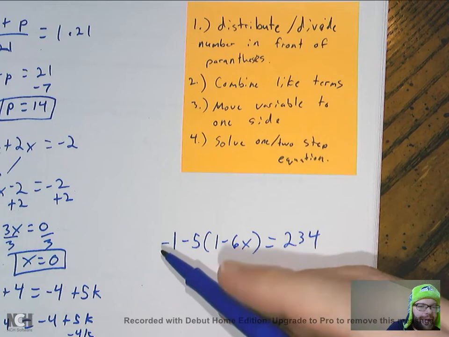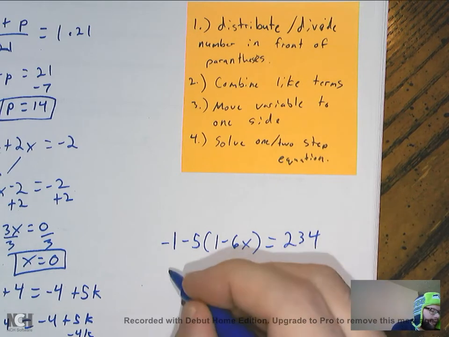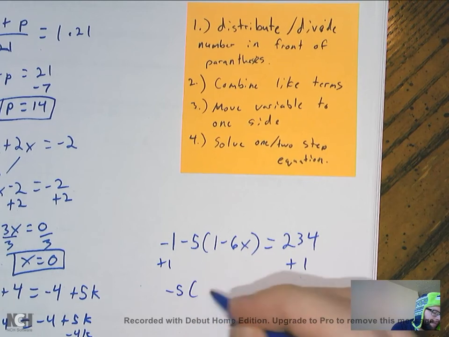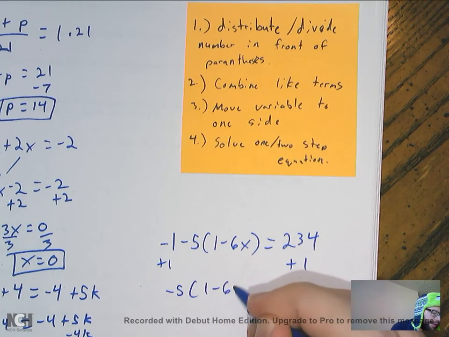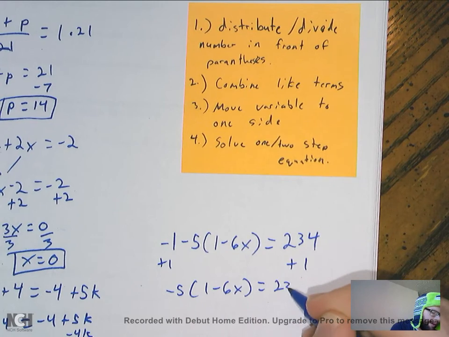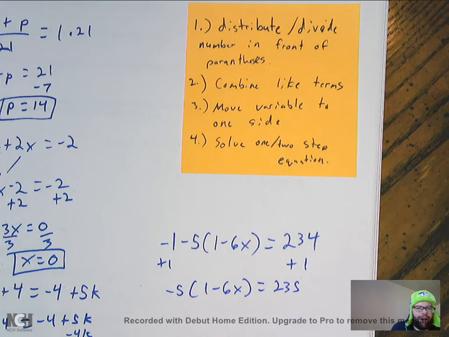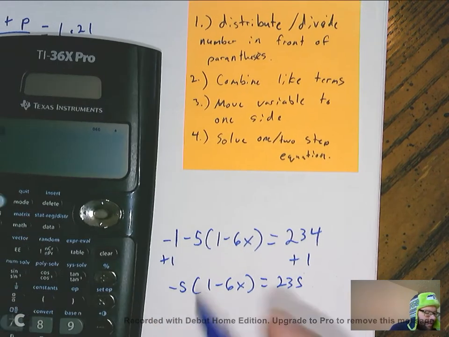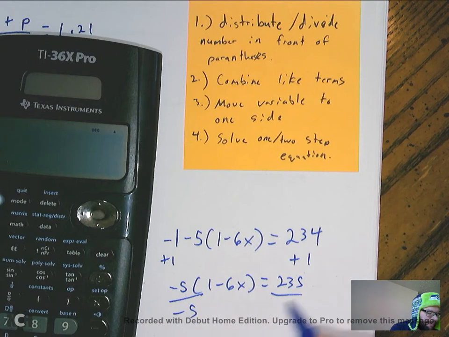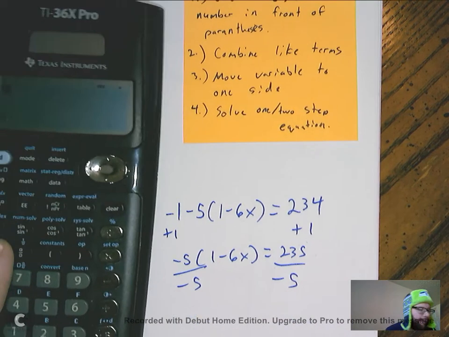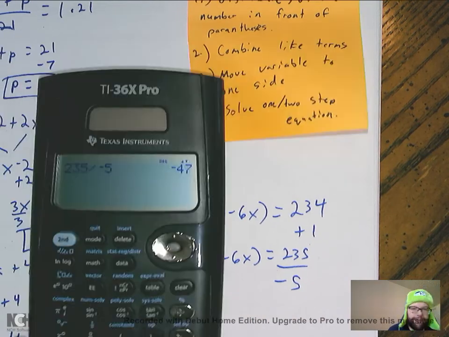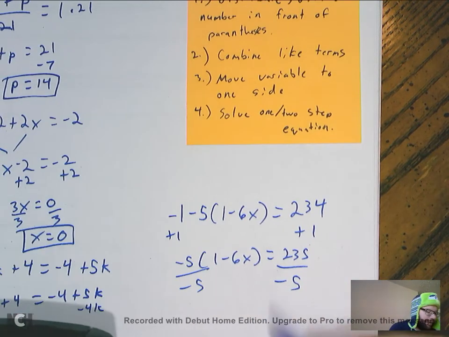So to do that, I'd have to add the 1 to each side. So I would add 1 to each side, which gives me negative 5 times 1 minus 6x is equal to 235. Now, that negative 5 is the only thing outside the parenthesis. So I can go ahead and divide both sides by negative 5 and just get rid of it without having to distribute. So I do 235 divided by negative 5, and I would get negative 47.